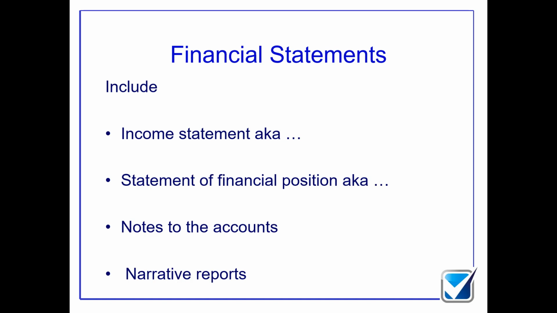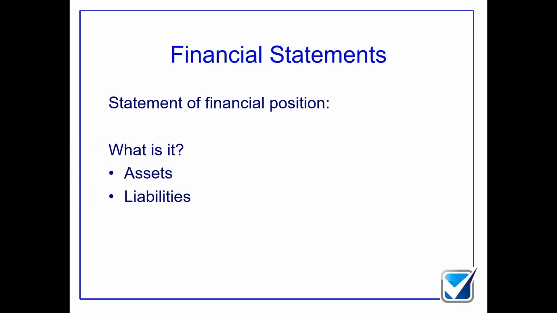Now let's have a look at these financial statements in more detail. The first primary financial statement we're going to look at is my statement of financial position. It gives me a financial snapshot of the business at a specific point in time, and it tells me all of the assets and all of the liabilities at that point in time.